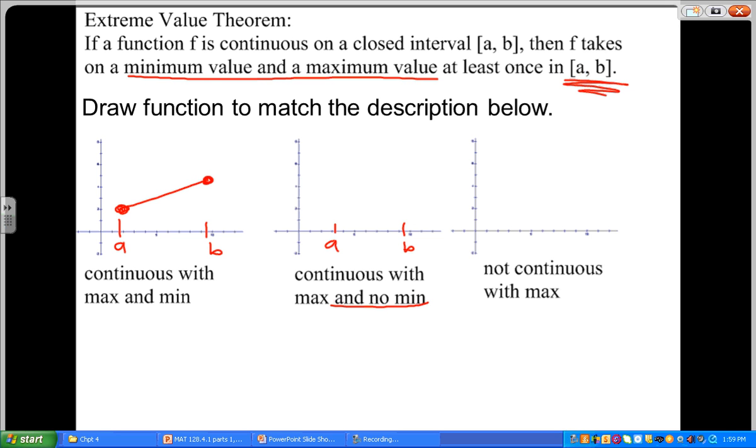If you tried this one, that would not be continuous from A to B. So if you had that situation, be leery that there might not be a max or a min. But if it's on a closed interval, rest assured you're going to have it at least once. And not continuous with a maximum, well, it says it has to be continuous, so you can't do that.